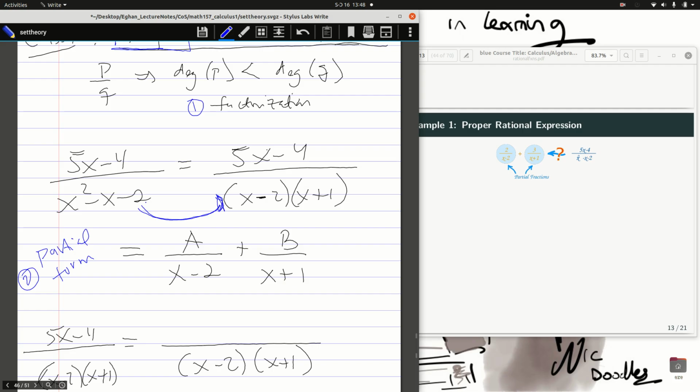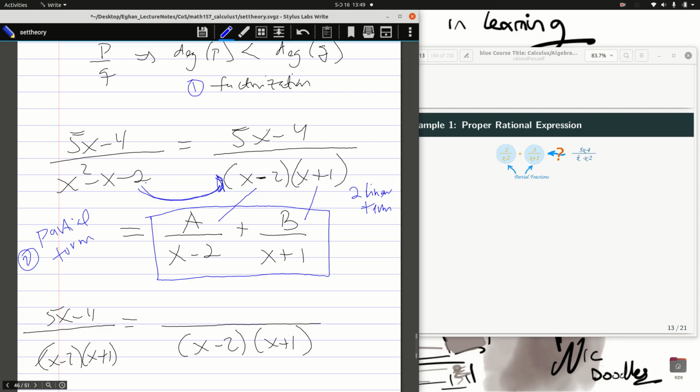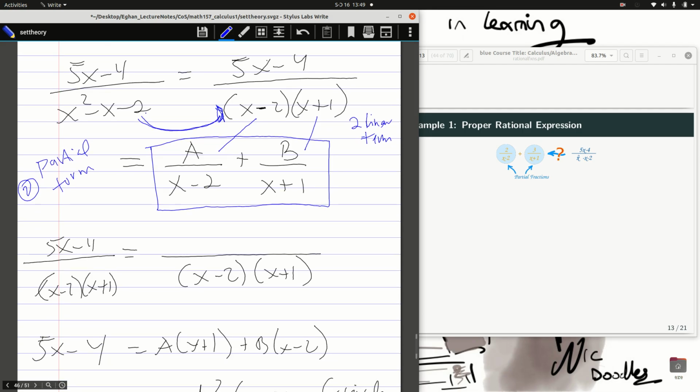I look at the denominator here. There are 2 linear terms. It is not repeating, they are just 2 linear terms. So A takes that, B takes that. So A over x minus 2 plus B over x plus 1. If you're able to write this one first, then you know you're on the right track. If you're not able to express the right partial form, your answers are wrong. And when you do the expansion, you will not get the answer. So let's continue.